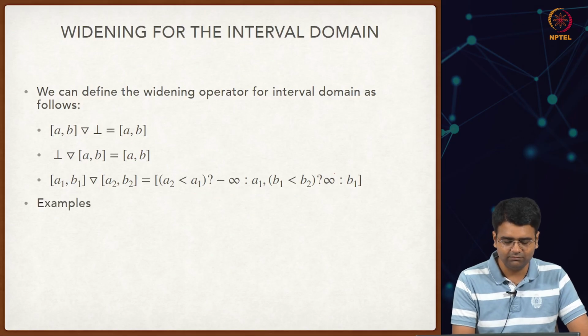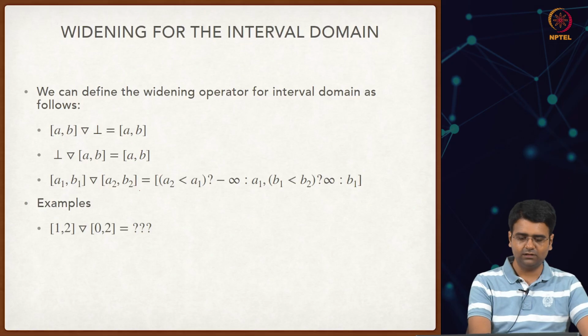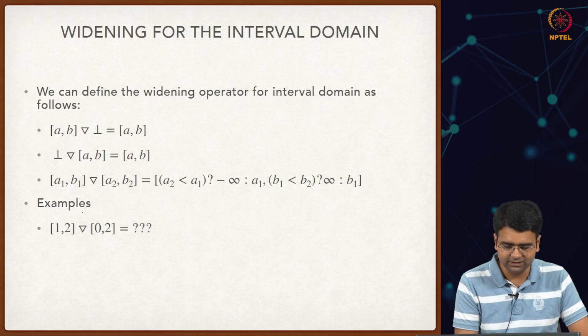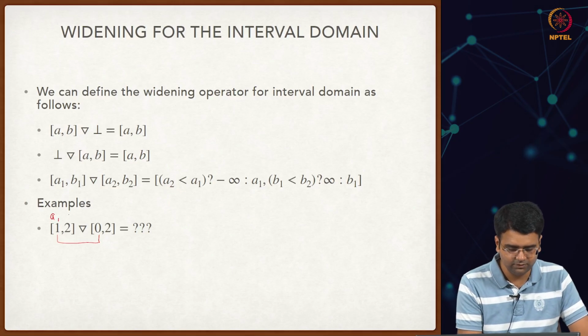So let us see some examples to further understand how this works. For example, suppose I apply the widening operator on these two intervals, the interval 1 2 and the interval 0 2. If you look at the definition, in order to compute the lower bound you consider the two lower bounds of these two intervals, 1 and 0, and check if A2 is less than A1, where this is A1 B1 and this is A2 B2.